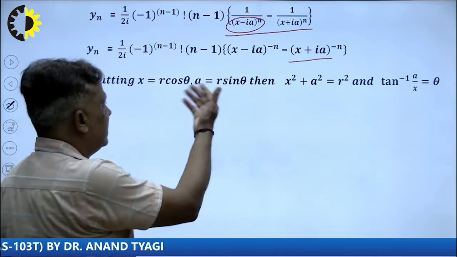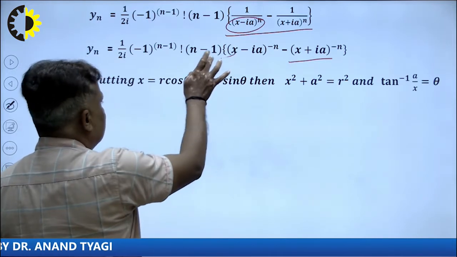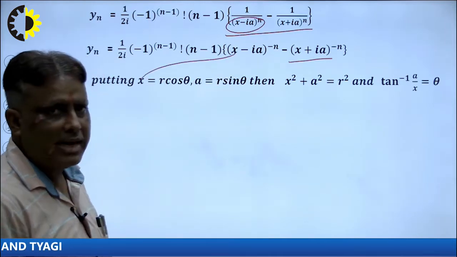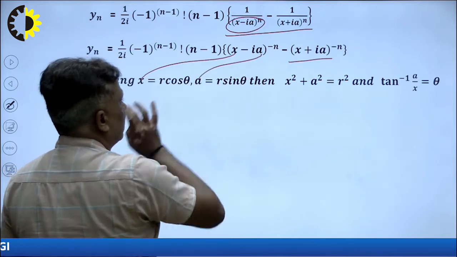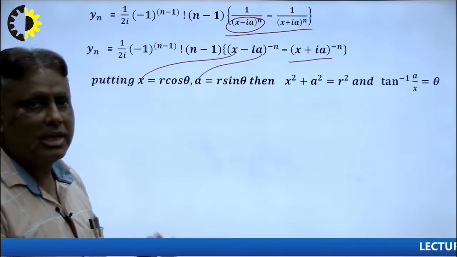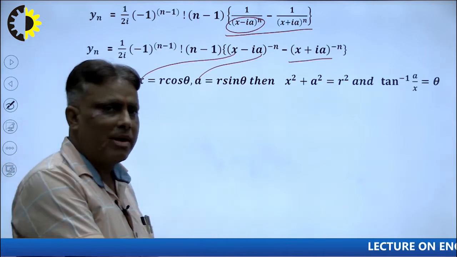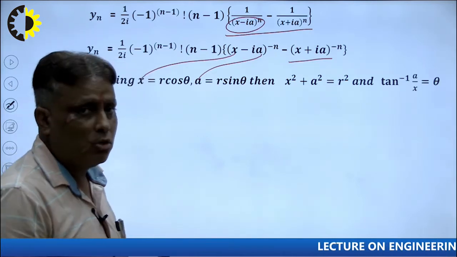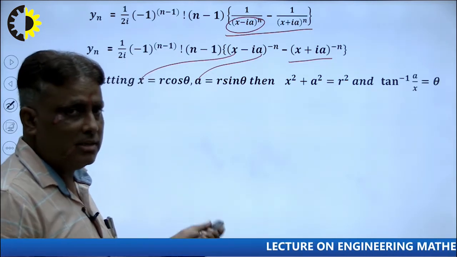If I want to change it into de Moivre theorem, x is replaced by r cos theta, and a is replaced by r sin theta. This is known as polar form, and I want to change it into de Moivre theorem. Students study de Moivre theorem in the 12th level, so I just recall it here.